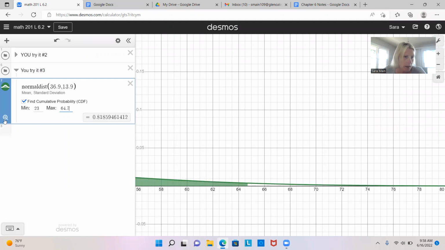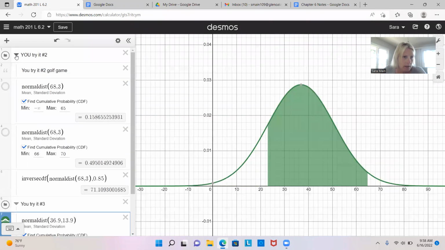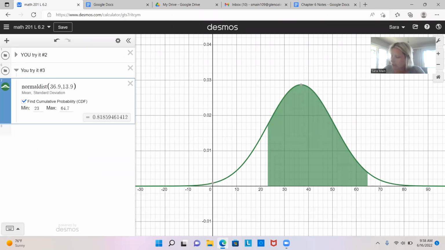Then I'm going to hit my magnifying glass so that I can make sure that I'm looking at the right graph. So that is what we should have shaded. And it looks like that probability is 0.8186. So 81.86% of users are between the ages of 23 and 64.7.